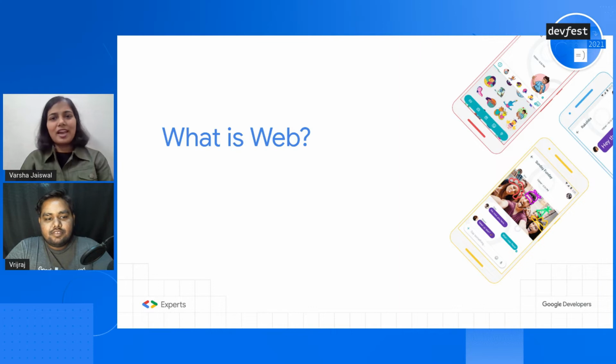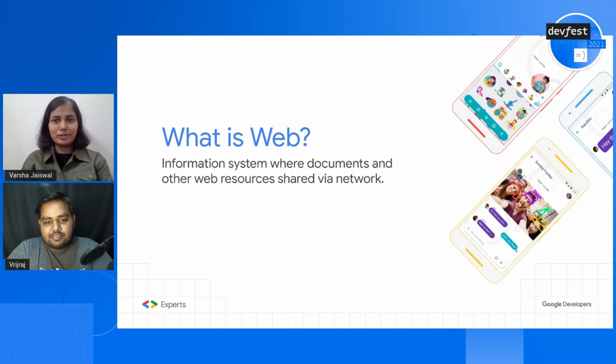In layman's language, it's something which provides us information for whatsoever we are looking for. Let's say if I am searching for an XYZ type of image, I just go over to the website or web application and search for it, right? So it's actually a system which consists of a lot of information which is already shared via network and is accessible by users throughout the world, right?